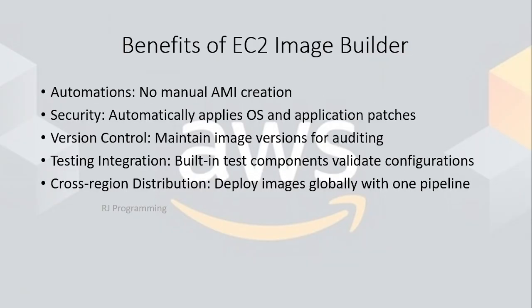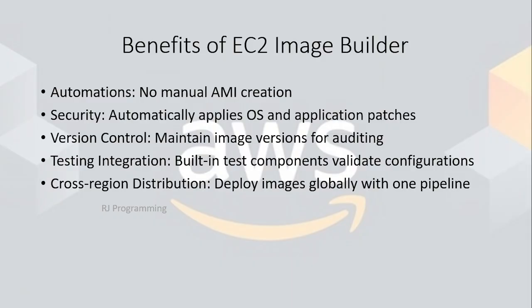The benefits of EC2 Image Builder go far beyond convenience. Automation means you no longer have to manually create or update images. Pipelines handle that for you on a schedule. Security is improved because Image Builder can automatically apply OS and software patches, ensuring every instance you launch starts from a secure baseline. It also includes version control, so you can maintain and track multiple versions of an image. This is especially important for compliance and auditing purposes.